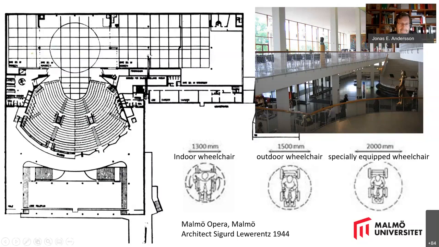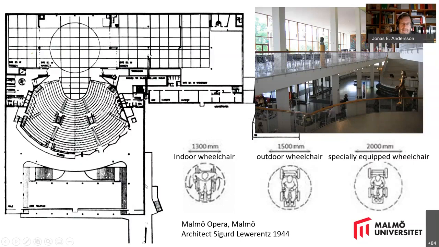He was also thinking quite a lot about how to go up these stairs from the ground floor to the top floor of the building, but you can see that it's quite a spacious space. The measurements are quite generous, and the building was inaugurated in 1944. And it's possible to use at least three types of wheelchairs in this space. You can either use a normal indoor wheelchair with a turning space of a diameter of 130, or an outdoor wheelchair with a diameter of 150, or a specially equipped wheelchair with a turning space of a diameter of 2 meters.